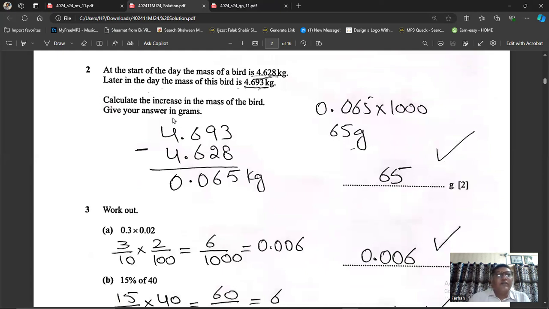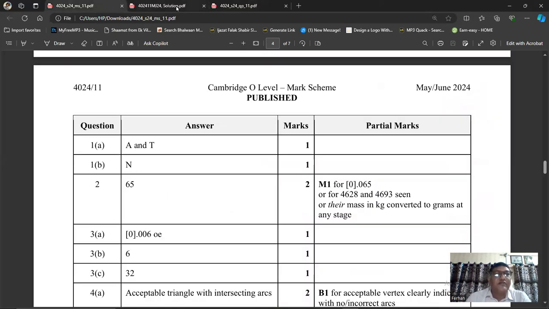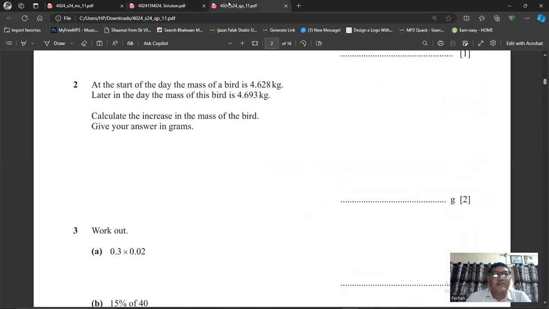Here you can see from the 4.693, I will subtract 4.628. From 3, I will borrow 1 from here. 13 minus 8, that's 5. 8 minus 2, that is 6. And 6 minus 6, 0 point. And then 4 minus 4 is 0. So 0.065 kg. Then I will convert this kg into grams. For this purpose, I will multiply it with 1000. So when you multiply 0.065 with 1000, your decimal will move 3 steps to the right. So the answer will be 65 grams. So let's have a look at the marking scheme. 65 gram is the right answer, sir.